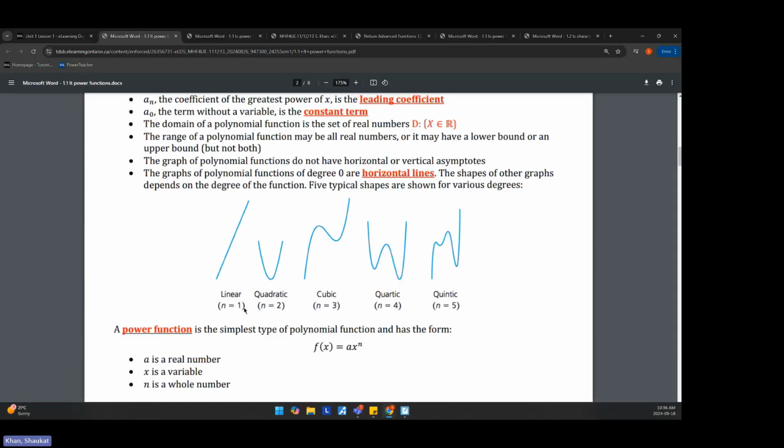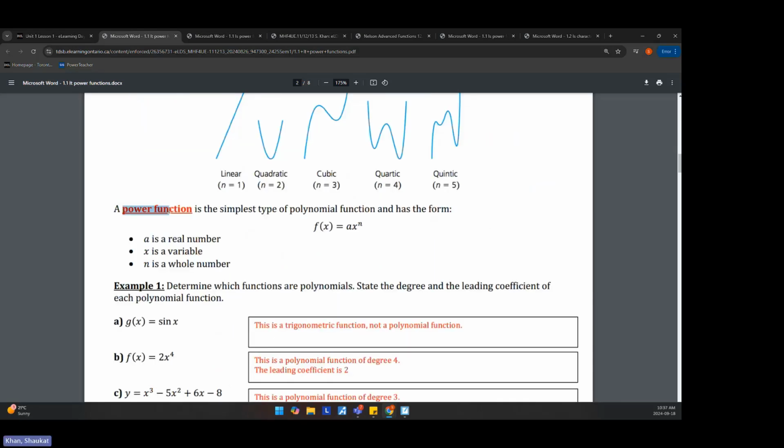Here's an example of polynomials that have an n value of 1, 2, 3, 4, and 5. So we have a linear function, y equals x, quadratic, y equals x squared, cubic, y equals x cubed, quartic, y equals x to the power 4, and then y equals x to the power 5 is quintic. So a power function is the simplest type, and that's just y equals a times x to the power of n. A is a real number, x is a variable, n is a whole number. So when I just said y equals x to the power of 2 or x to the power of 3, those are all power functions. They're the simplest type.